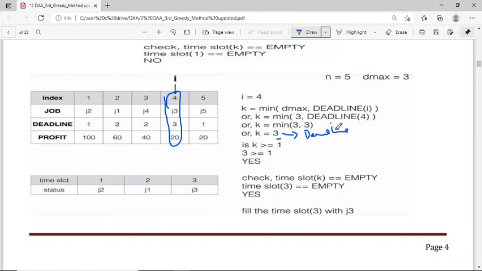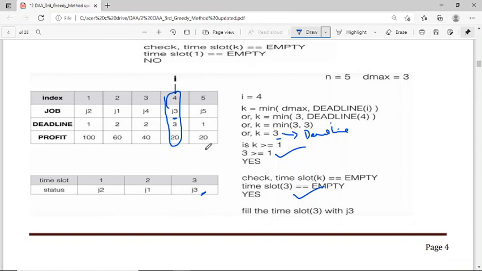3 is a deadline. K greater than or equal to 1. 3 greater than or equal to 1. True. Yes. Now we are checking the time slot. Time slot 3 double equal to empty. Yes, this was empty. So we are keeping J3 here. We are adding J3 here. So we fill the time slot.